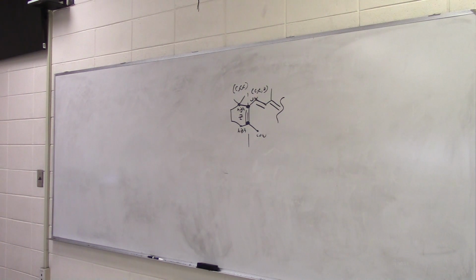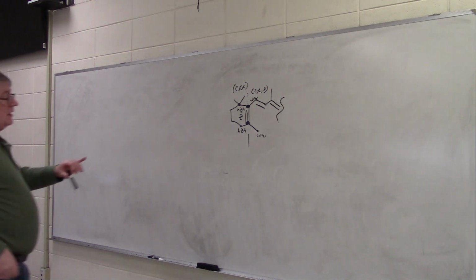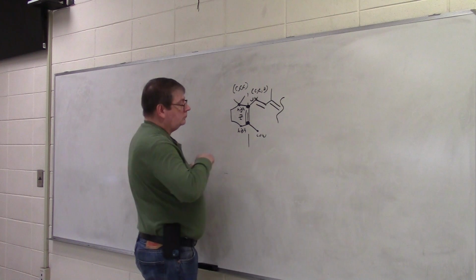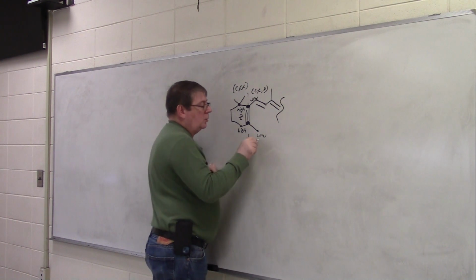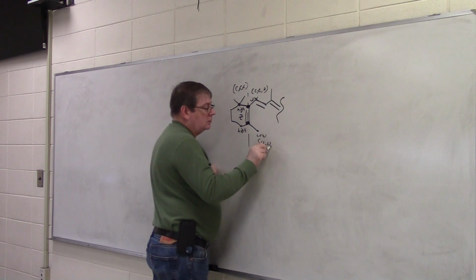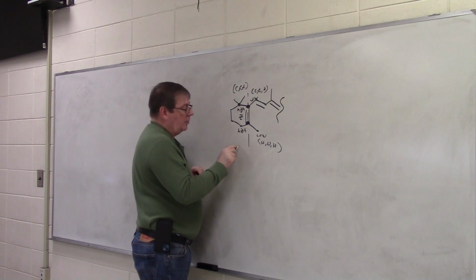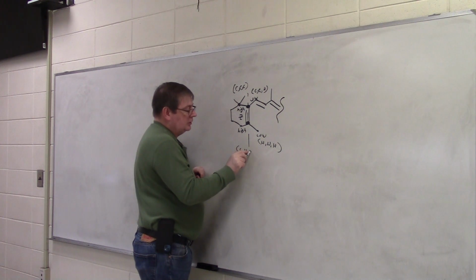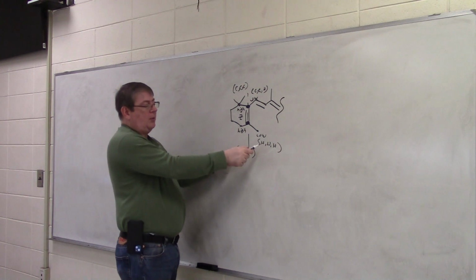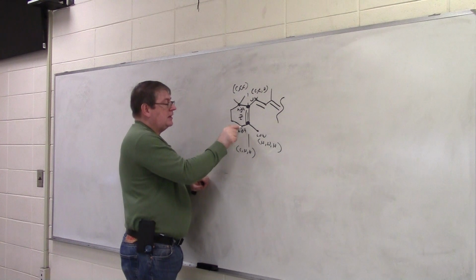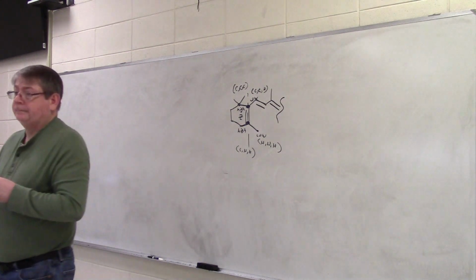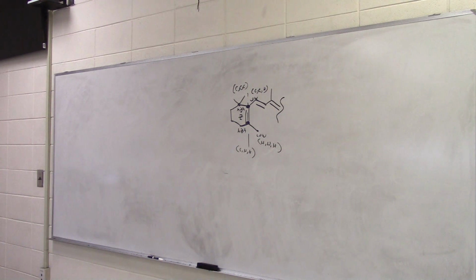Okay, so why would the CH2 be higher priority? Will you agree that this carbon is only attached to hydrogens? Okay. Will you agree that this carbon is attached to a carbon and 2 hydrogens? So when I look at these, carbon outweighs hydrogen. That's why this takes higher priority. You got to go out to the next set of atoms.